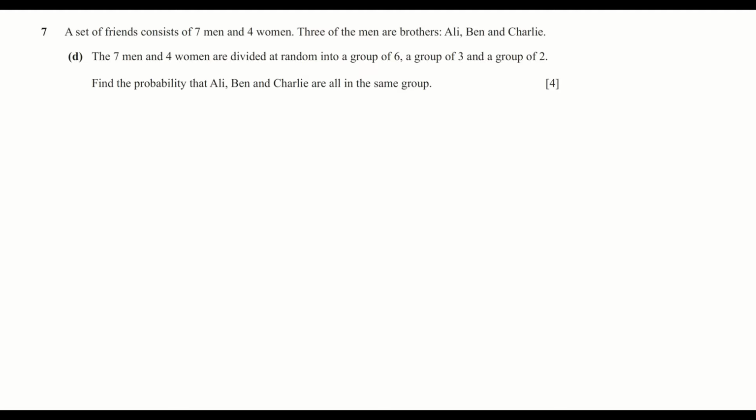The 7 men and 4 women are divided at random into groups of 6, 3, and 2. Find the probability that Ali, Ben, and Charlie are all in the same group. Let's start by looking at the different ways that all three brothers could be in the same group. We have a group of 6 people, a group of 3 people, and a group of 2 people. All three brothers could be in the 6-person group.